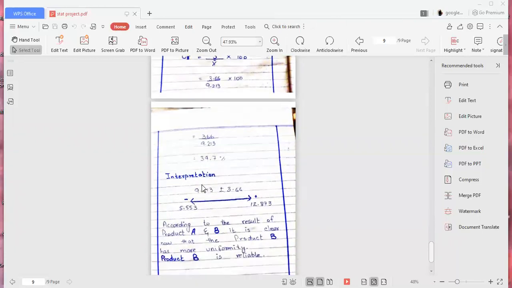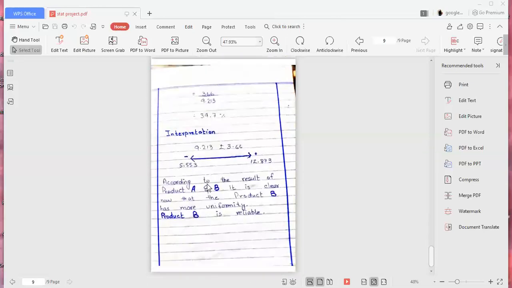For interpretation of product B, you need the value of mean and standard deviation. Add the standard deviation to the mean, you get 12.87, and then subtract the standard deviation from the mean, you get 5.553. As you see, product A has less variance, a smaller percentage than product B. So we can say that according to the results of products A and B, it is clear now that product B has more uniformity and is more reliable.